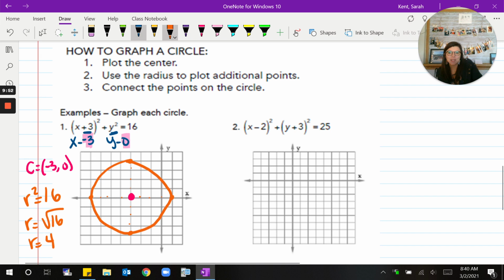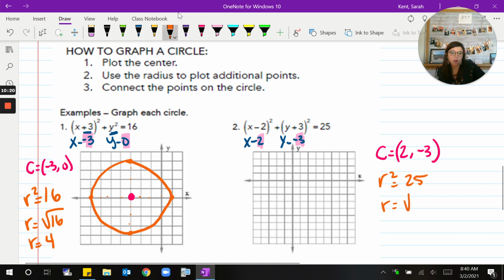All right, let's look at this last one here. Here we've got x minus 2 and y plus 3, which means y minus negative 3. So for the center, I want 2, negative 3. And then for the radius, it says r squared equals 25. So for the radius, I want the square root of 25. The square root of 25 is 5.